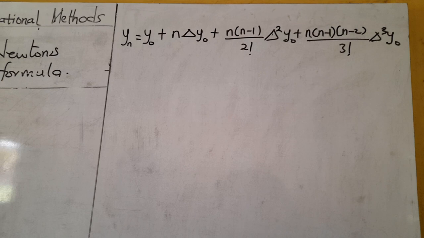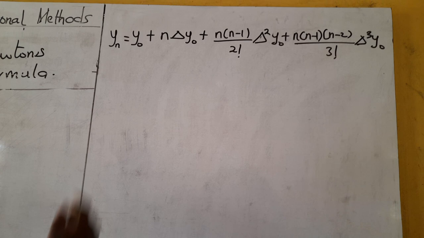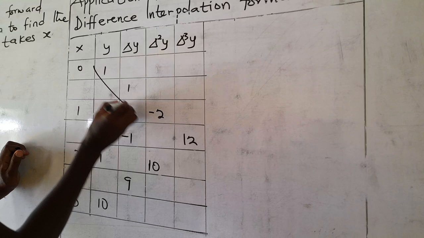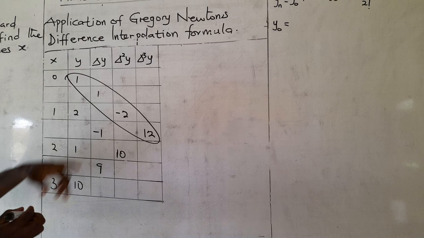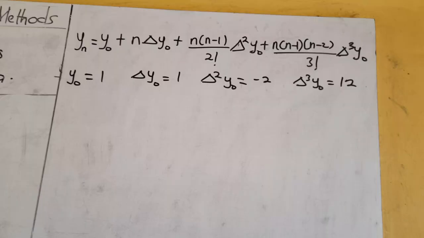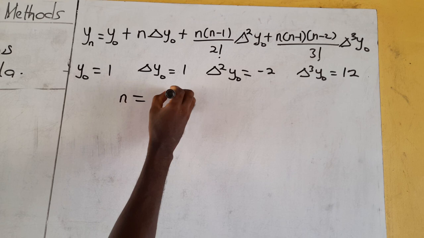So what are the values of y naught, delta y naught? Since it is a forward difference, we are going to use these values. So we can set our y naught equal to 1, delta y naught is 1, delta square y naught is negative 2, and delta cube y naught is 12. So what is our n then? Remember, our n is giving us x minus x naught all over h.